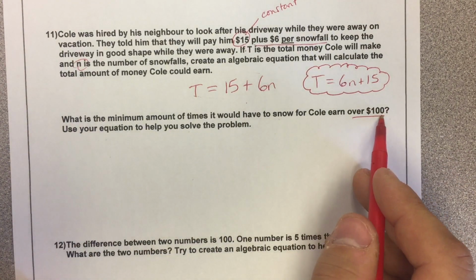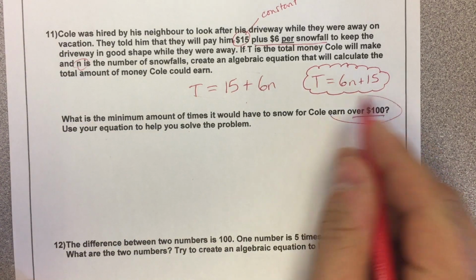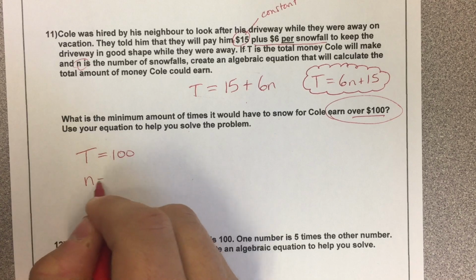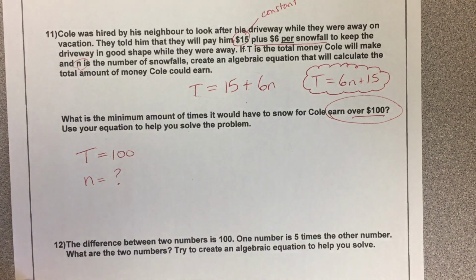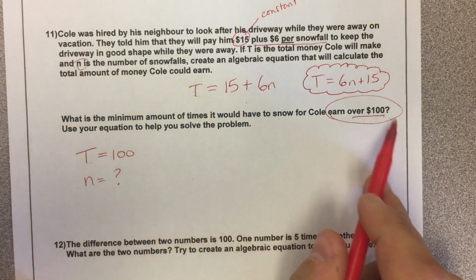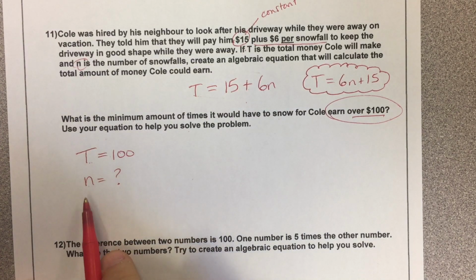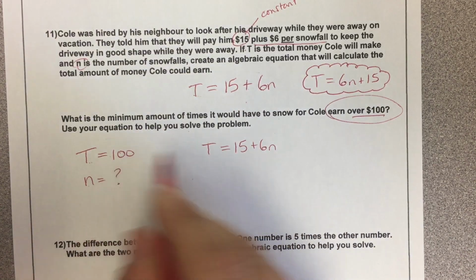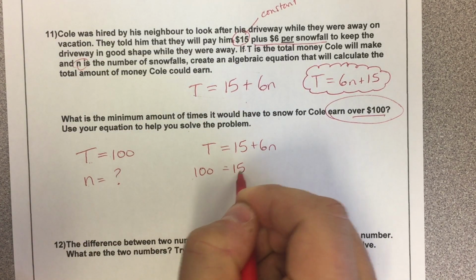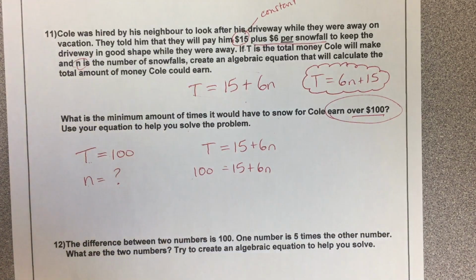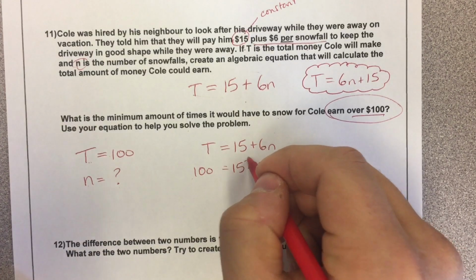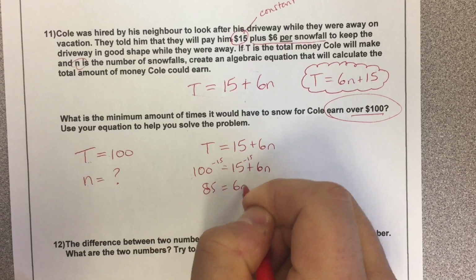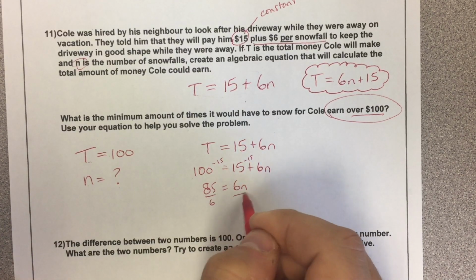So in this case, let's say I want him to earn over 100. That's like T equals 100, and I need to know the N. If I go back to the guess model, I'm given T, which is the total, but I'm not given N. That's what we're trying to solve. So I'm going to plug those into my equation. So I have T is 100. And now what we have is a two-step equation. So I'm going to subtract 15 from both sides, and I'm left with 85. And then I'm going to divide both sides by 6.